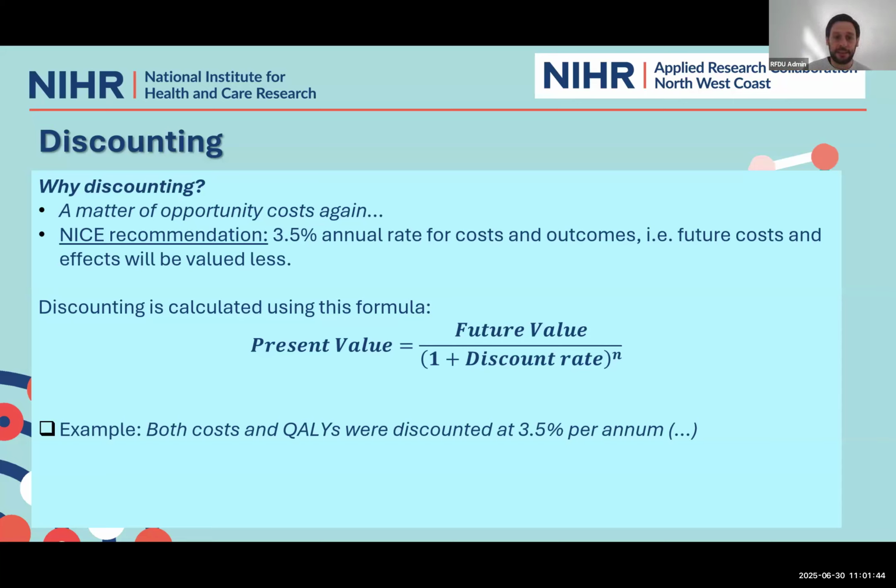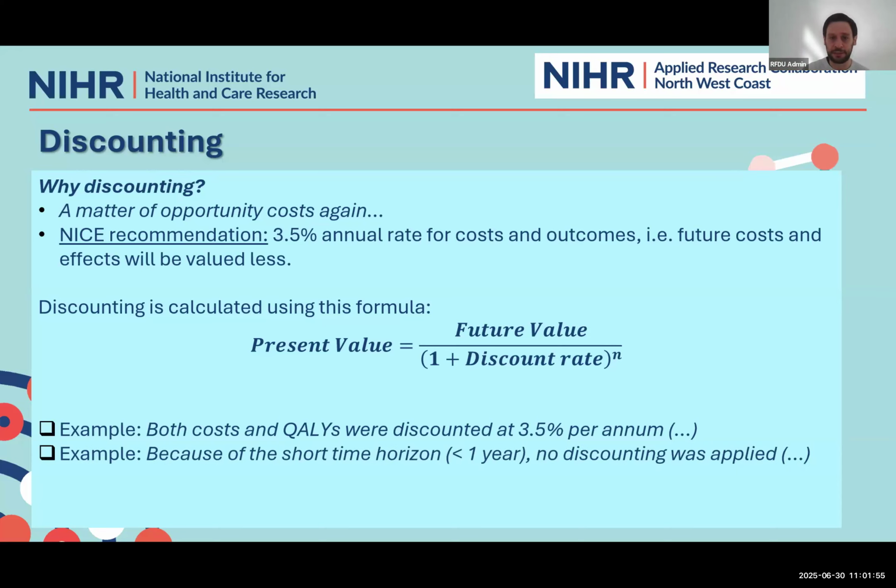There are things which we need to consider when we read an economic evaluation around discounting, and typically you will find some information around discounting in the method section. For example, it could be that cost and QALYs were discounted at 3.5% per annum, or when the time horizon was quite short, then no discounting was applied. So, you know, if you have only 1 year of analysis, it doesn't really make a lot of sense to do any discounting.